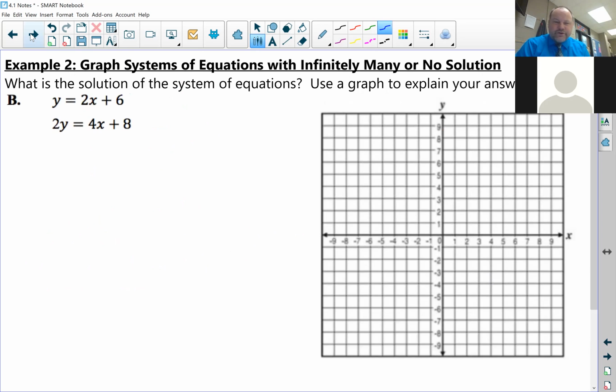All right, let's go to this next example. What is the solution? Use a graph to explain your answer. Again, our first equation is already in slope-intercept form. So my y-intercept is 6. My slope is 2, up 2 over 1.